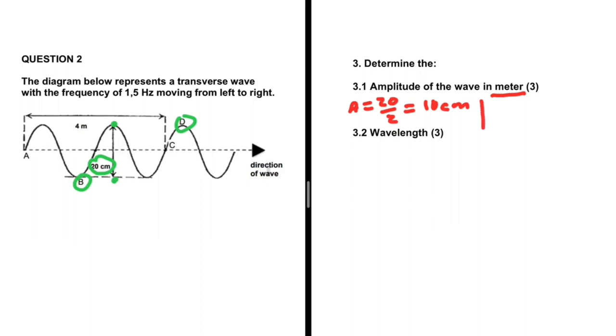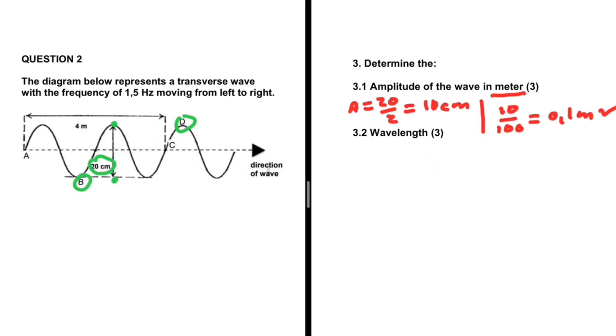You divide by 100, because in 1 meter, there's 100 centimeters. So we're going to have 10 divided by 100, which is equal to 0.1 meters. So there we go. We have the amplitude of the wave in meters.